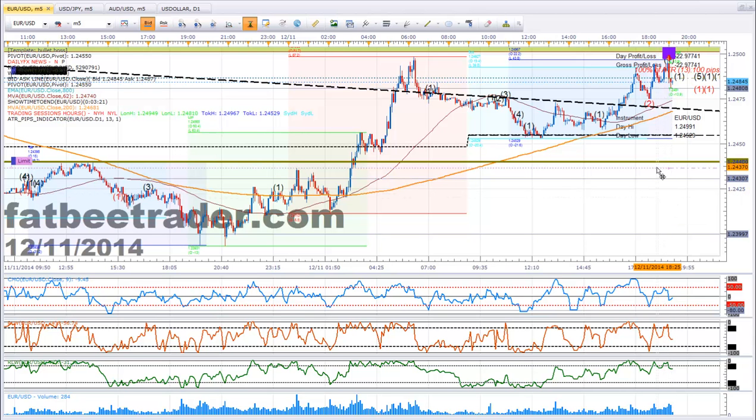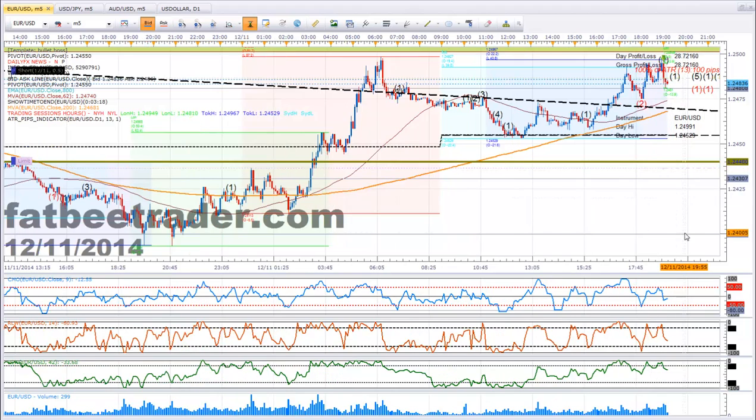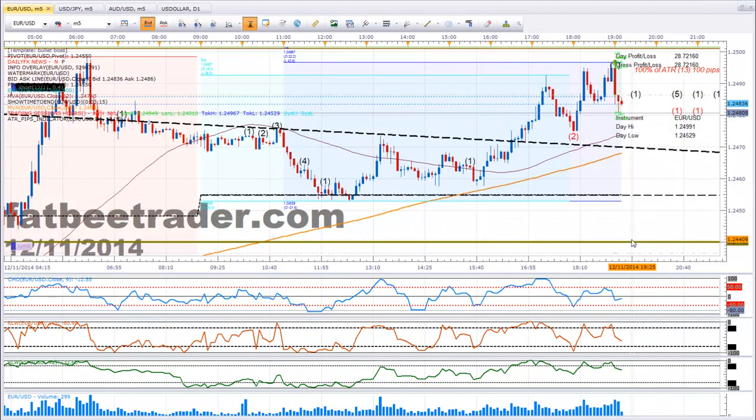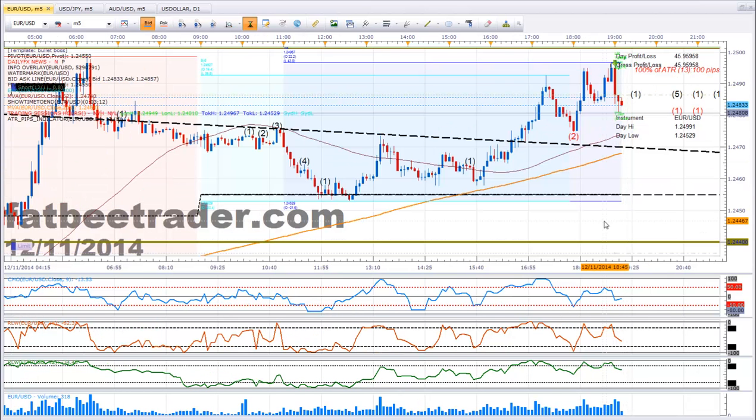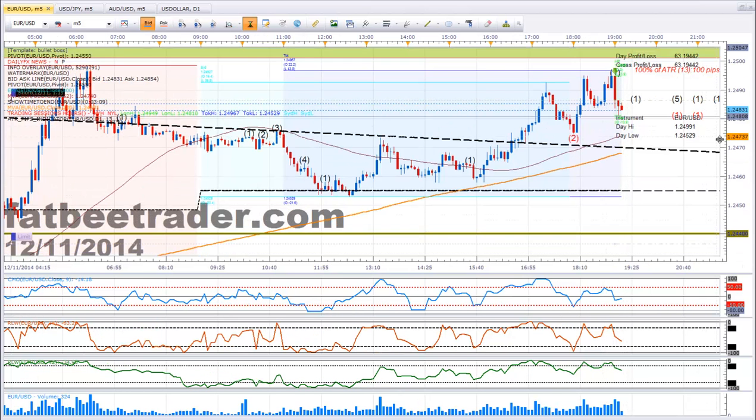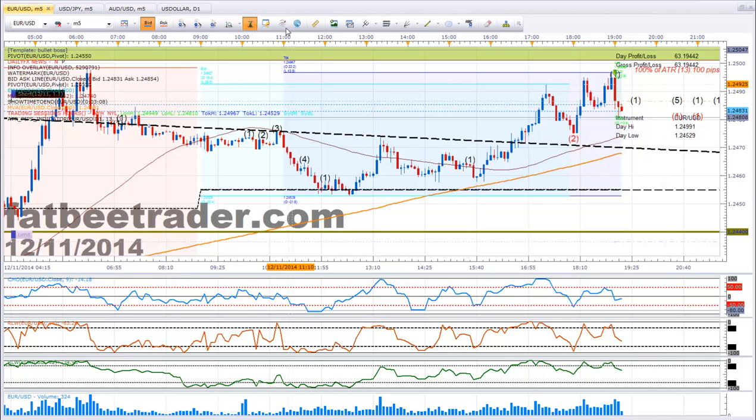So we're looking for it to fail and move lower. I've got my initial target point around the 124.37 level. We'll just see how we go there. I've got a 5-lot position on, so I'm not looking to make a squillion dollars off it, but just looking to take a nice little chunk.